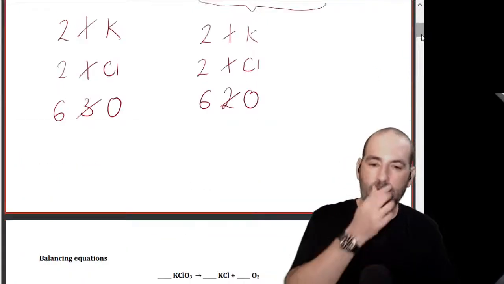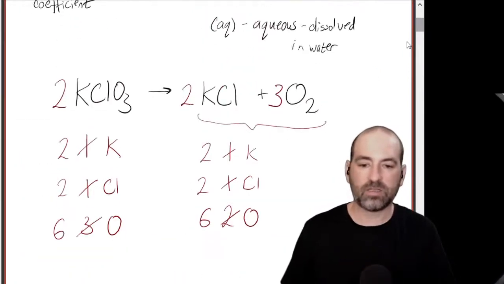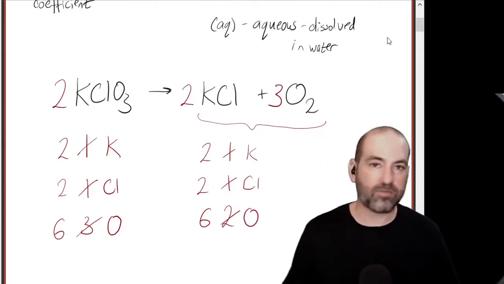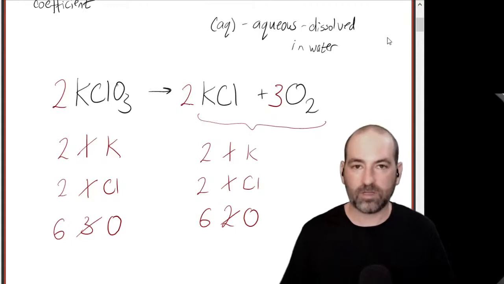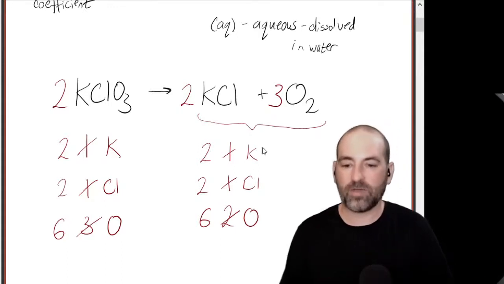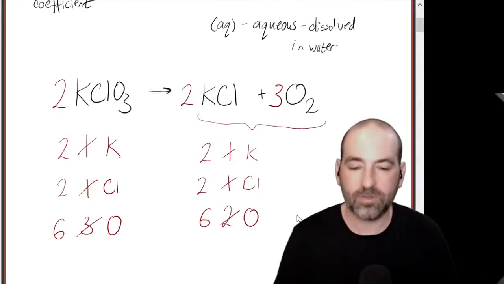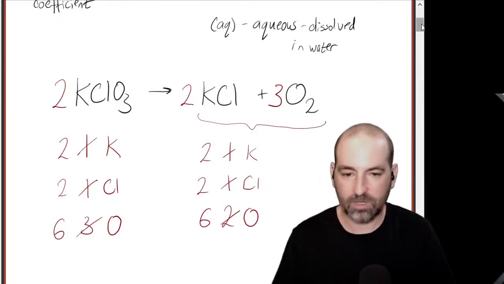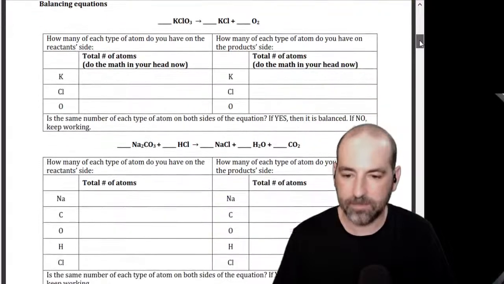The other nice thing about balancing equations as an activity, as a quiz or test question, is you can always check if you're right or not. If you've got the right formulas and you've got the same number of atoms on both sides, then your equation is balanced. That's it. So you can always check your work and you can always tell if it's balanced or not.